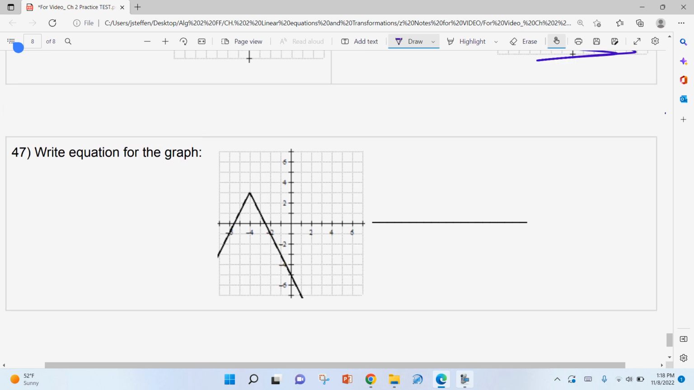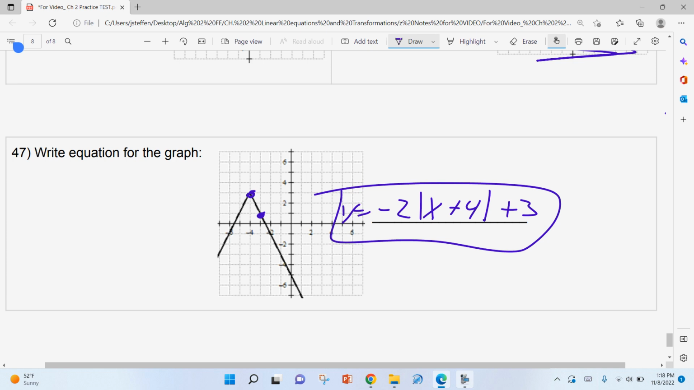And number 47, the last one, what's the equation for this graph? Again, our vertex is over here, so we went to the left 4, so that's +4. Then we went up 3, so +3, and then the only difference is now what's your slope. So our slope goes through this point. So go down 2 over 1, so -2 over 1, which is just -2. So y is equal to that whole thing.